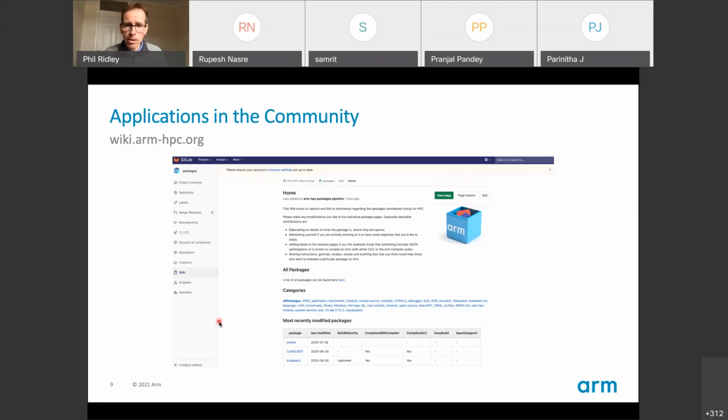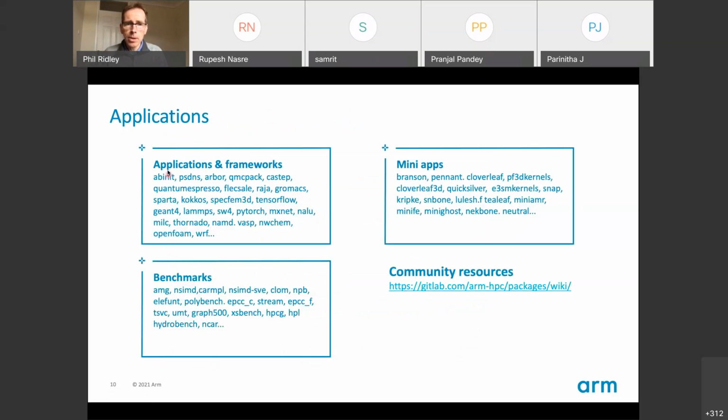If not, you're very welcome to add your own package if you're building your own. We encourage contribution to this site. Just as a general overview, we have lots of well-known CFD, molecular dynamics, infrastructure applications, all working on ARM, no problems. The well-known HPC benchmarks have all been tested, and there are mini apps as well if you want to look.